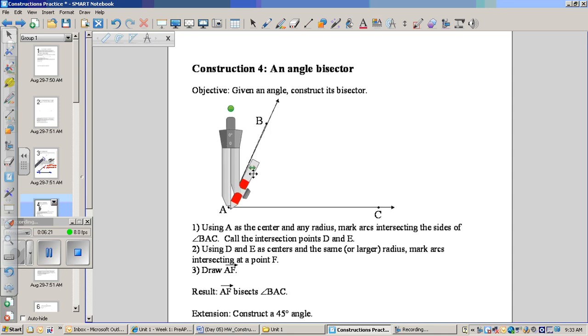And then open up your compass just a little bit. Okay? Doesn't matter how much. And you're going to draw an arc again, the same way we did for copying an angle. So just draw an arc through both rays of your angle. Okay? Make sure your arc goes all the way through both sides. It shouldn't stop at one of the rays.